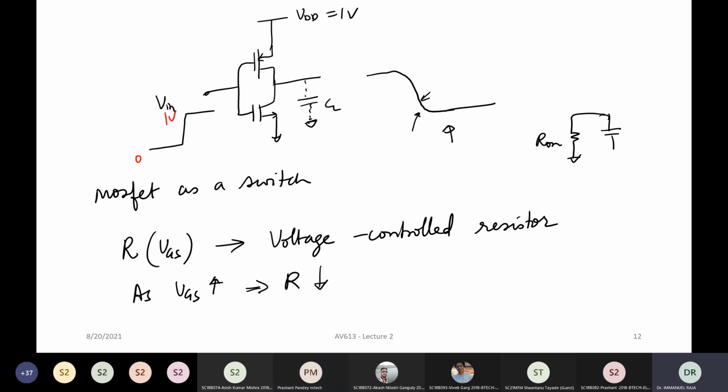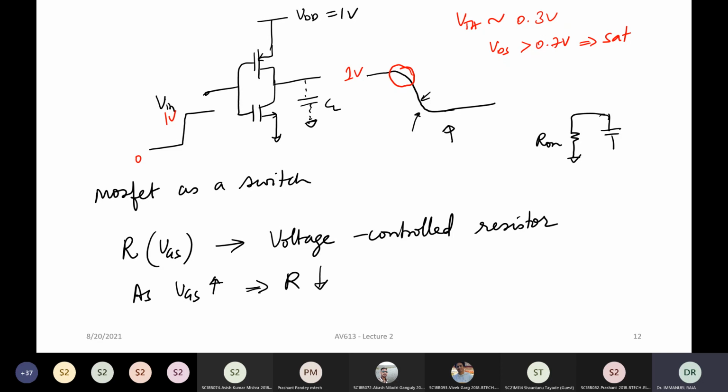Now, you are right that at this particular point, it acts in the saturation region. But beyond that, it becomes triode region, because let's say the VGS, the gate voltage, goes to 1 volt. And here the threshold voltage will be typically around 0.35 volt or 0.3 volt. Let's just take it as 0.3 volt, for example. Now, for VDS greater than 0.7 volt, it will be in the saturation region.